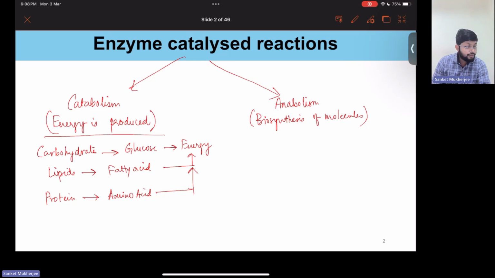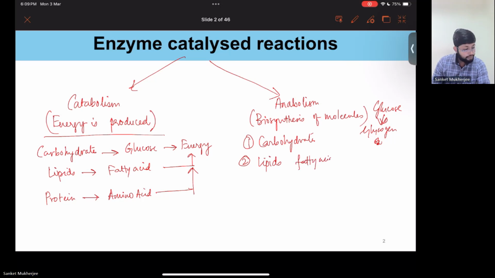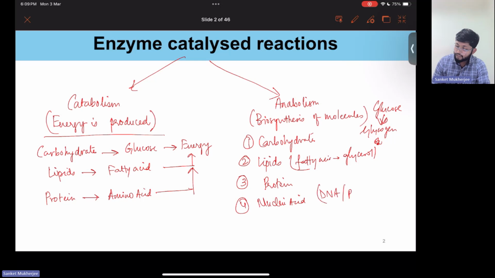If we talk about biosynthesis of biomolecules, we have carbohydrates. So for example, when glucose is converted to glycogen, that's a kind of anabolism. Similarly, for lipids, exact opposite, like when fatty acids or fat is there, glycerol is there, those kind of things. Then we have proteins, protein synthesis, and also nucleic acids that would include DNA, RNA, and so on.